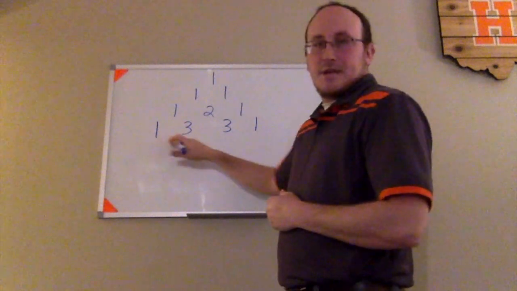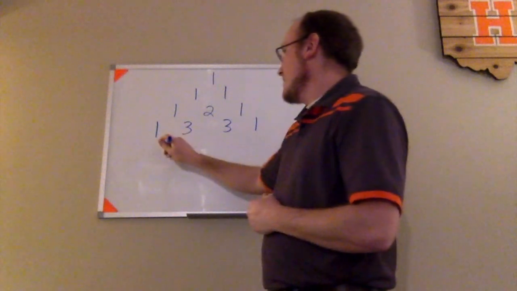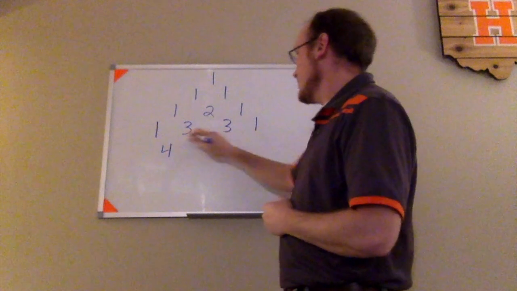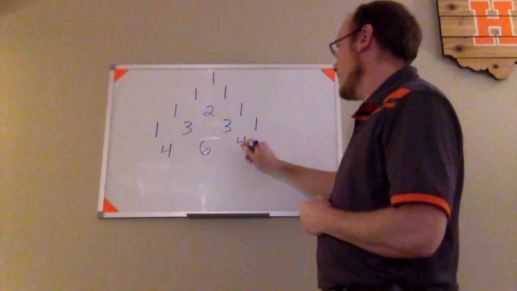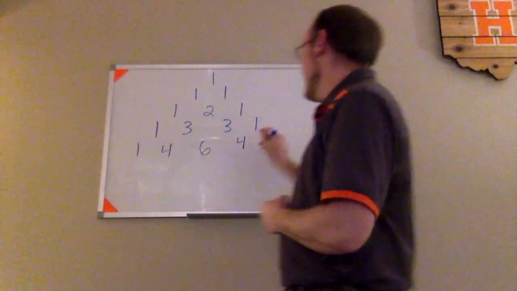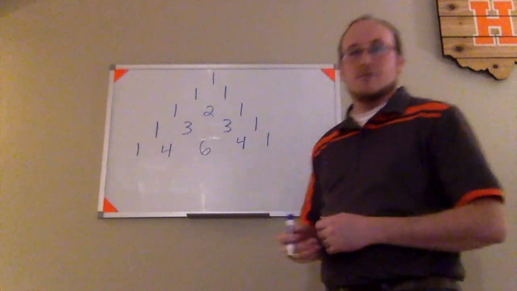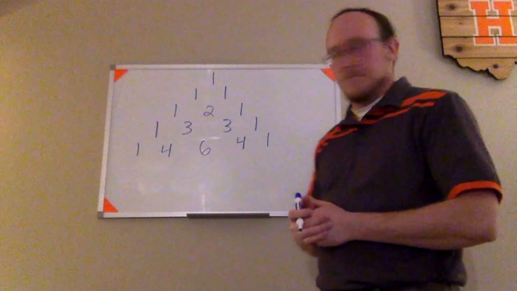Go ahead and add these neighboring numbers together. 1 and 3 make 4. 3 and 3 make 6. 3 and 1 make 4. And then add an extra 1 on the end of each row.